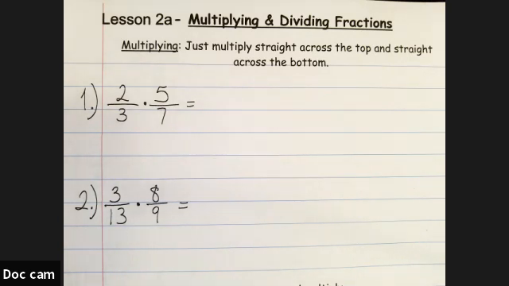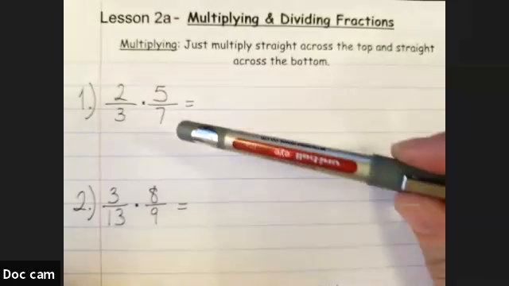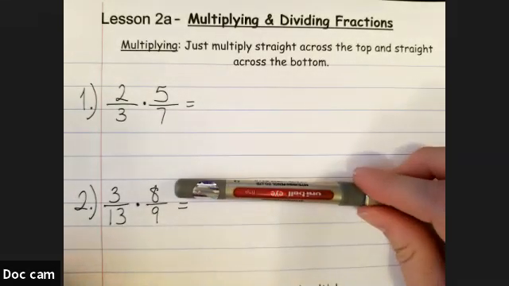So first, it's easier to talk about multiplying. That's one of the easier things that we can do with fractions. With multiplying, you just multiply straight across the top and straight across the bottom. So are you guys seeing my notes here as your main screen on Zoom?